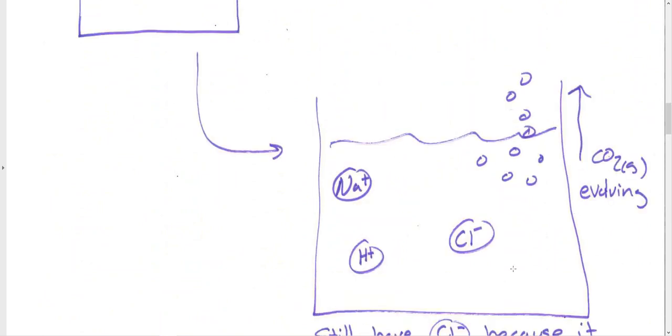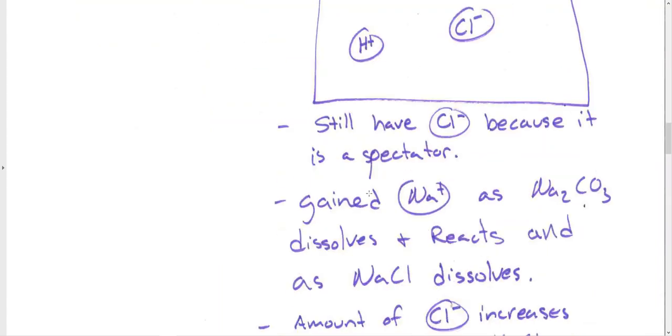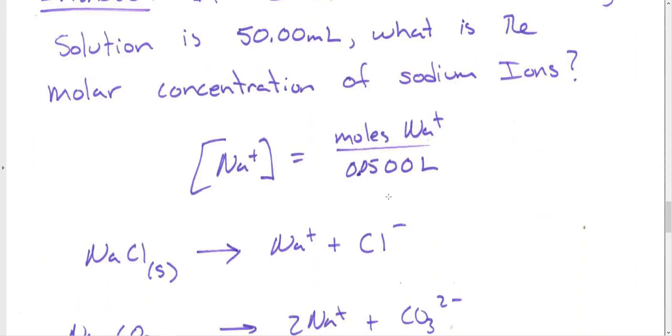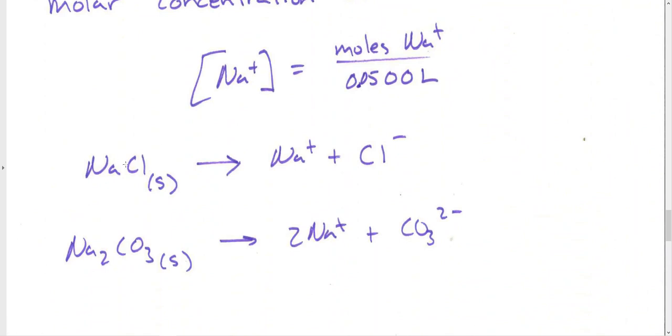So remember, our final solution right here has 50 milliliters volume and a bunch of sodium ions. But there were 2 sources of sodium, the sodium carbonate and the sodium chloride. So we have to figure out total moles of sodium dissolved and divide by the volume. So we had the sodium chloride dissolving, but we also had the sodium carbonate dissolving. And notice when sodium chloride dissolves, we get 1 sodium ion for every 1 sodium chloride. But when sodium carbonate dissolves, we get 2 sodiums for every 1 sodium carbonate.